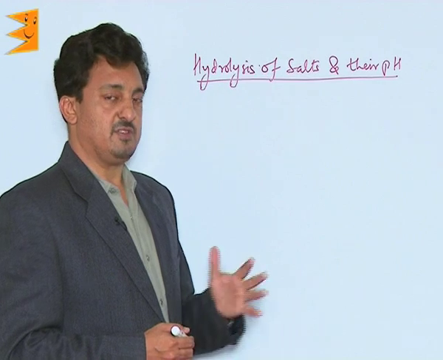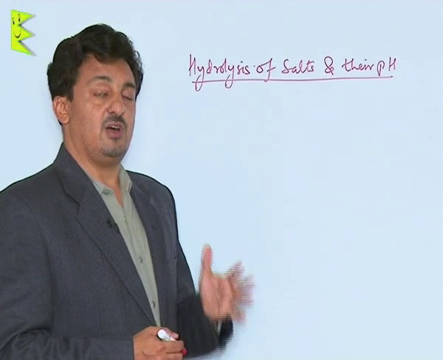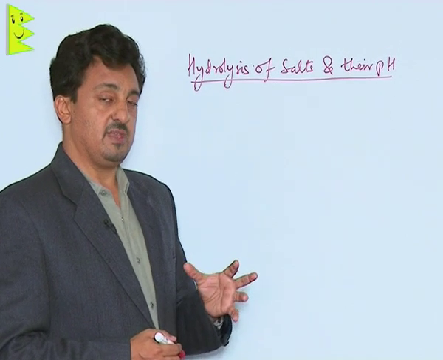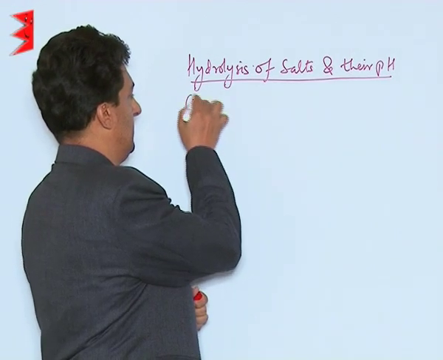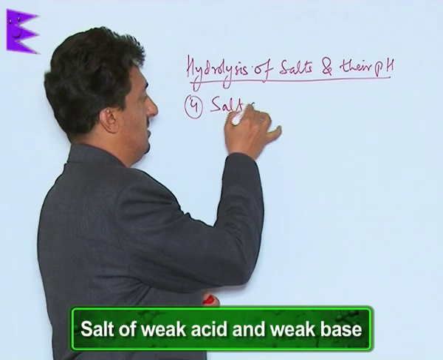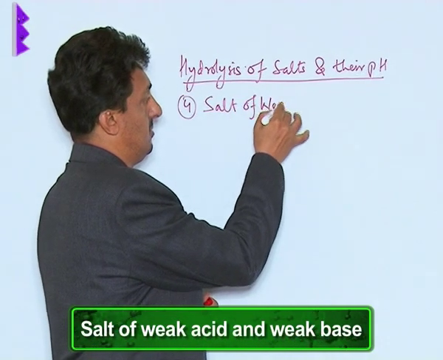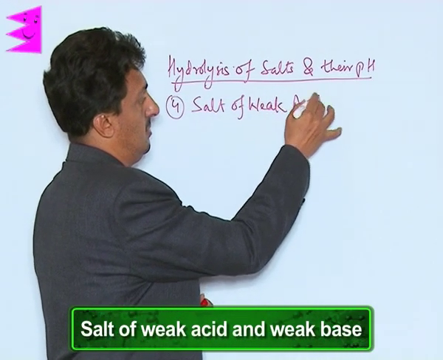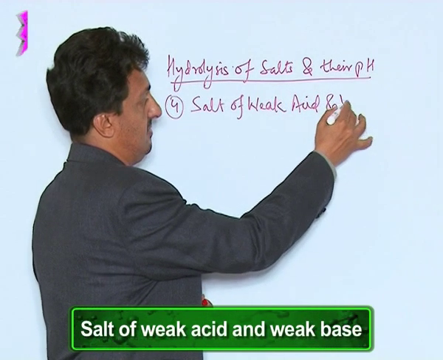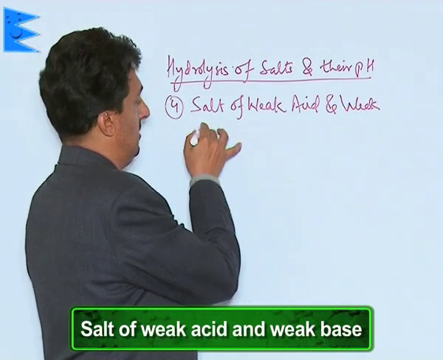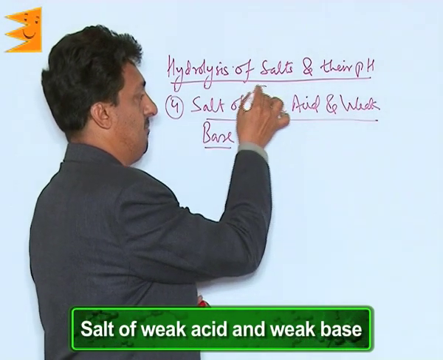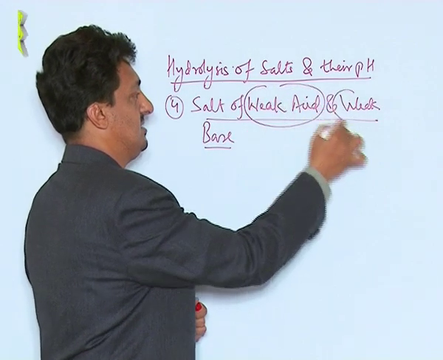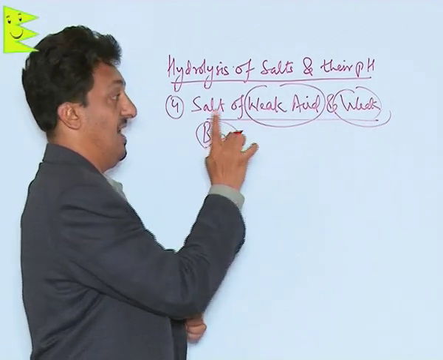Now let us do the fourth type of salt, which is the salt obtained from the weak acid and weak base combination. So, salt of a weak acid and a weak base. Now in this case, remember, both the acid and the base are weak.